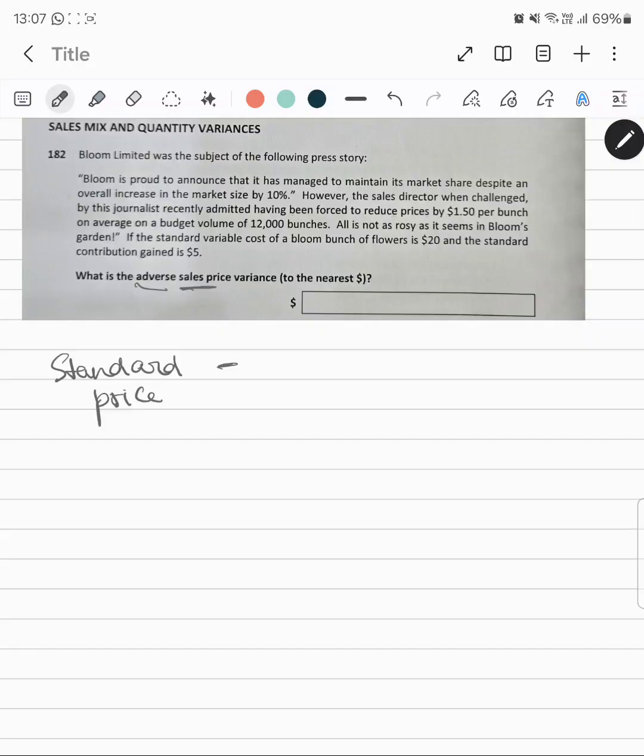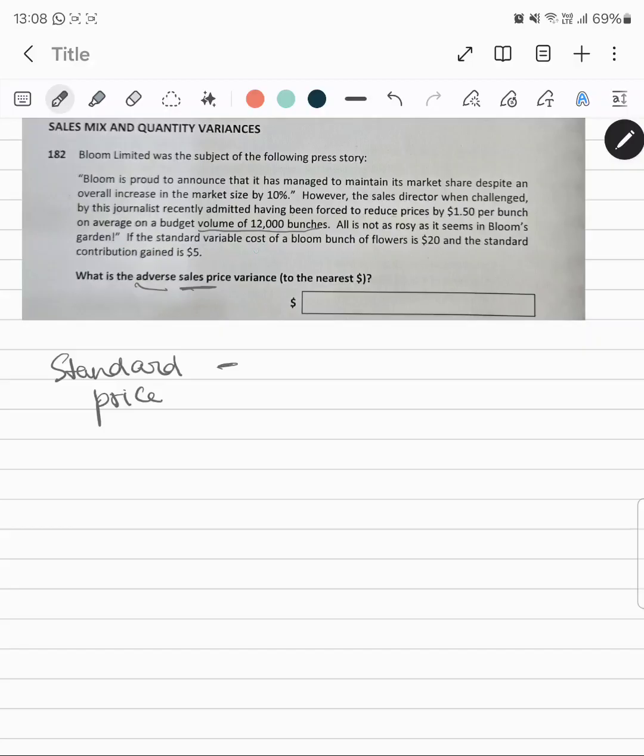Bloom is proud to announce that it has managed to maintain its market share despite an overall increase in the market size by 10%. However, the sales director, when challenged by this journalist, recently admitted having been forced to reduce the sales price by 1.5 per bunch on average, on a budget volume of 12,000 bunches. So this is my standard volume, which should be the standard sales volume.